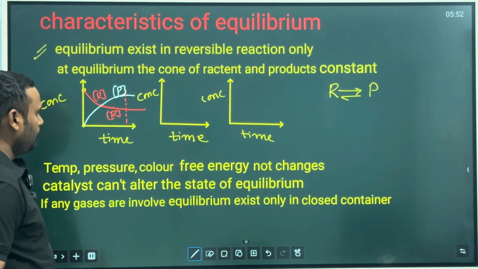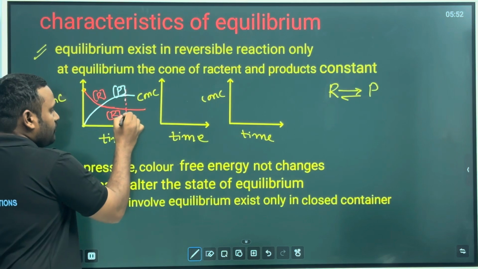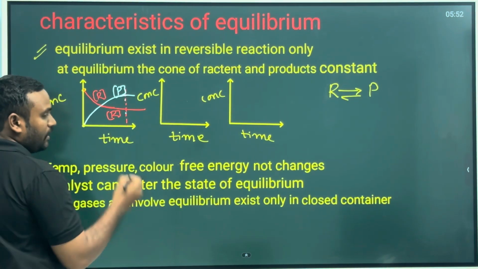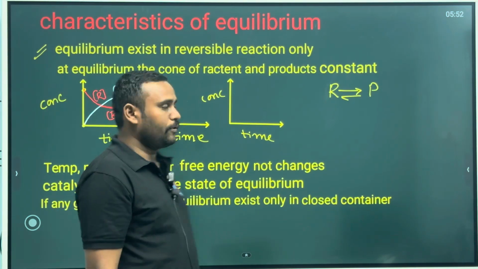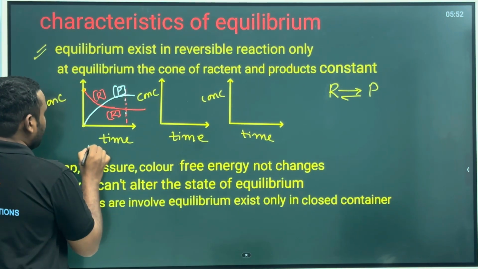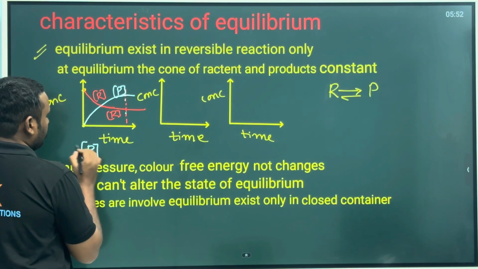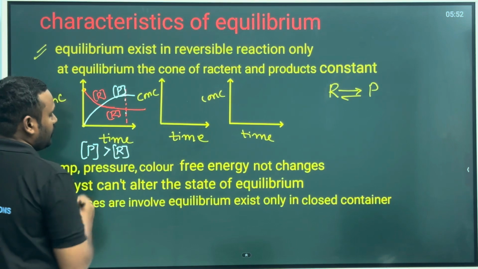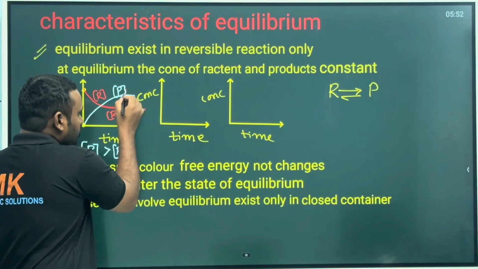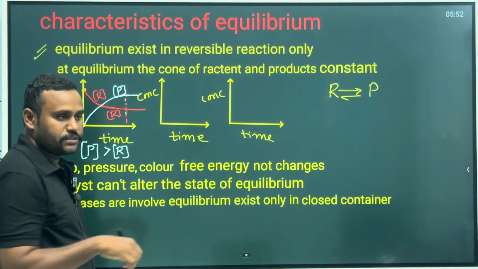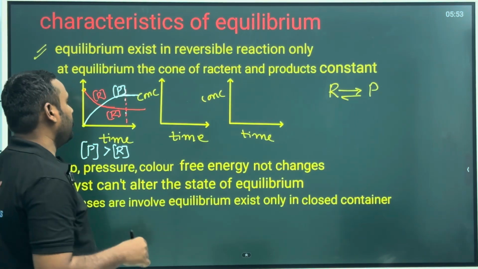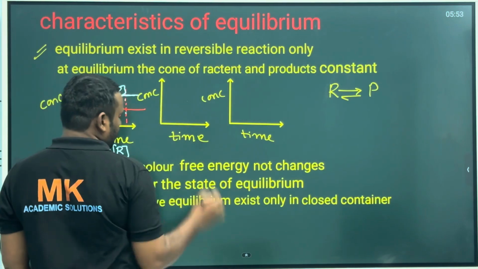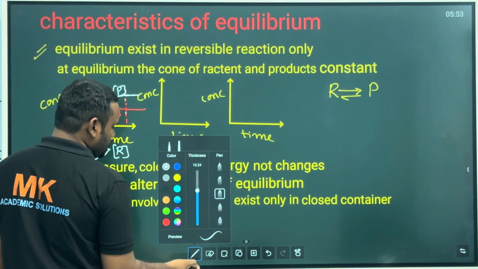So here what happened? The concentrations of reactant and product are constant, but what about the relative concentration of reactant and product? When you see the relative concentration, product has more concentration than the reactant. However, after reaching equilibrium there is no change in the concentration of reactant and product, that is the meaning of constant. Or else sometimes the equilibrium may also exist likewise.